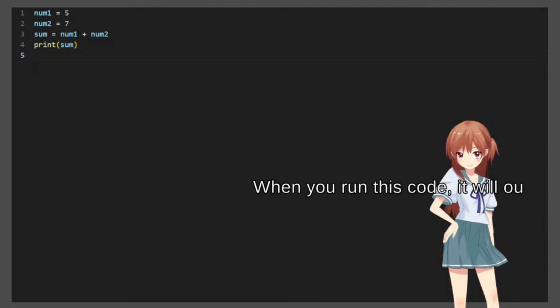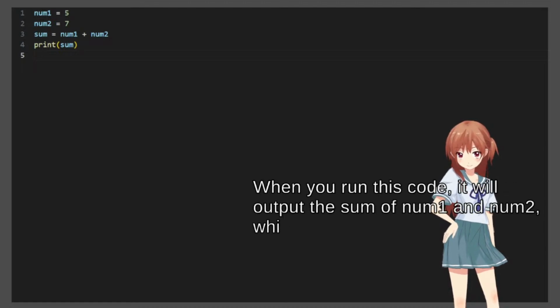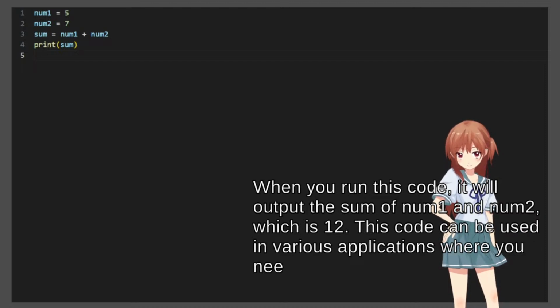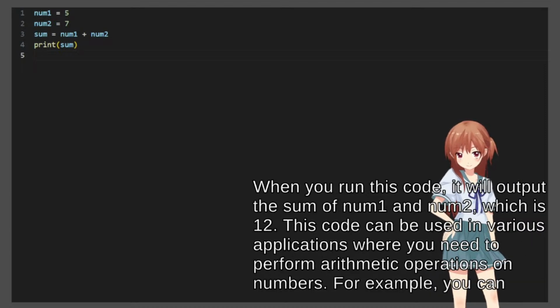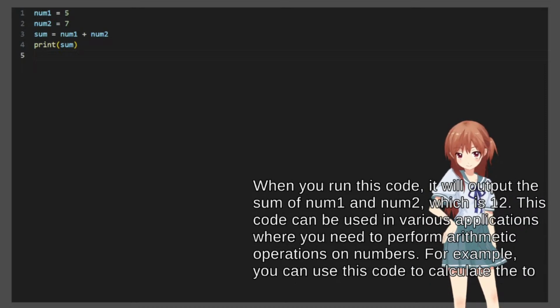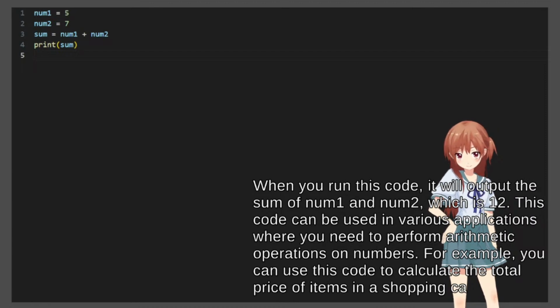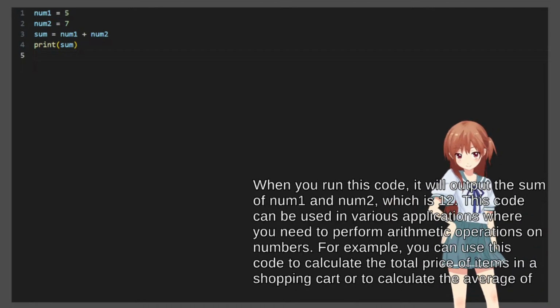When you run this code, it will output the sum of num1 and num2, which is 12. This code can be used in various applications where you need to perform arithmetic operations on numbers. For example, you can use this code to calculate the total price of items in a shopping cart or to calculate the average of a set of numbers.